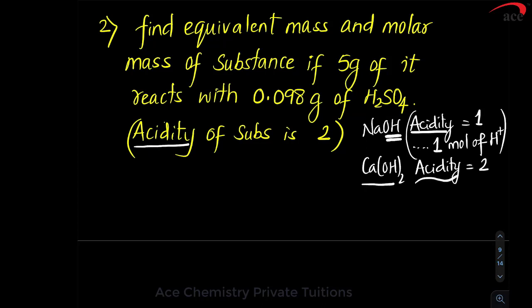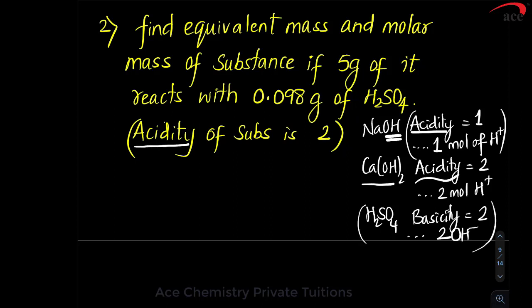Calcium hydroxide has acidity of 2. It's unusual. For base, the term is acidity because acidity is how much H plus ion it can combine. It can combine with 2 moles of H plus ions. For sulfuric acid, we say basicity. So basicity is 2. That means it has ability of combining with 2 OH minus. So remember, as a student, acidity is for base and basicity is for acid.